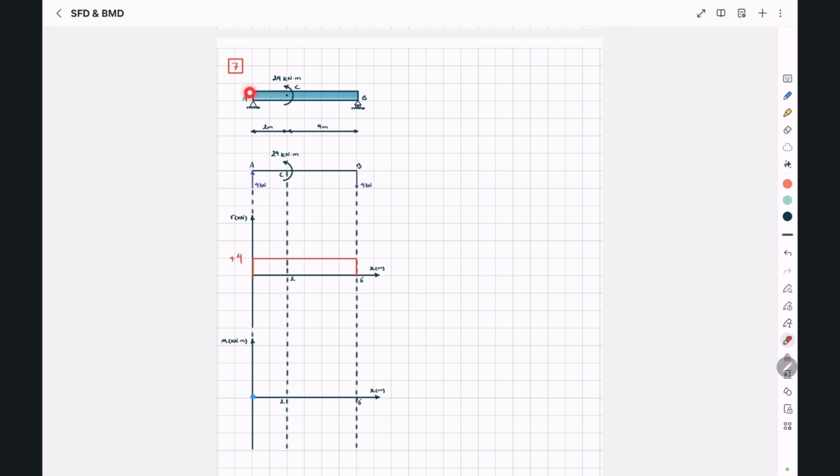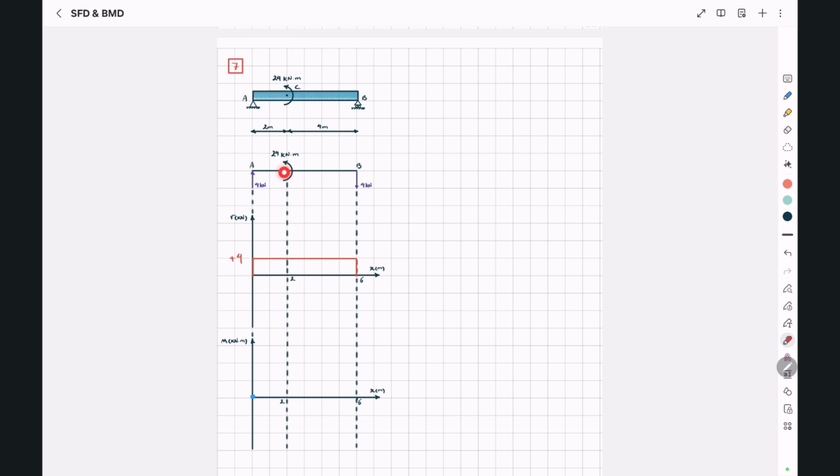Now, from point A to point B, they have this concentrated moment, which is applied at point C. So we're going to have a jump here in our moment diagram, and we won't be able to calculate the change in moment between these 2 points using the third principle because of this concentrated moment. So we have to break down this distance AB into two smaller sections, AC and CB.